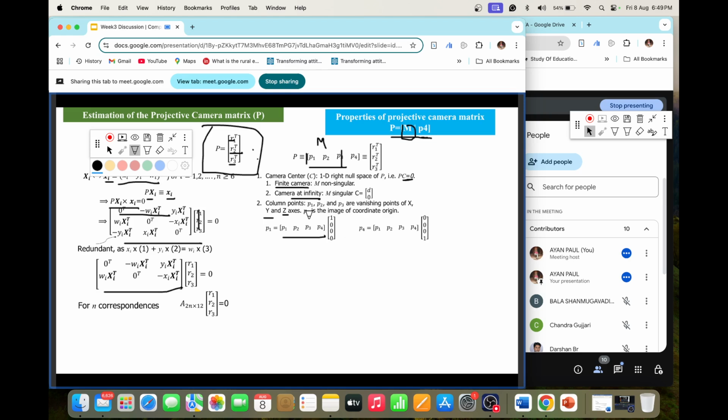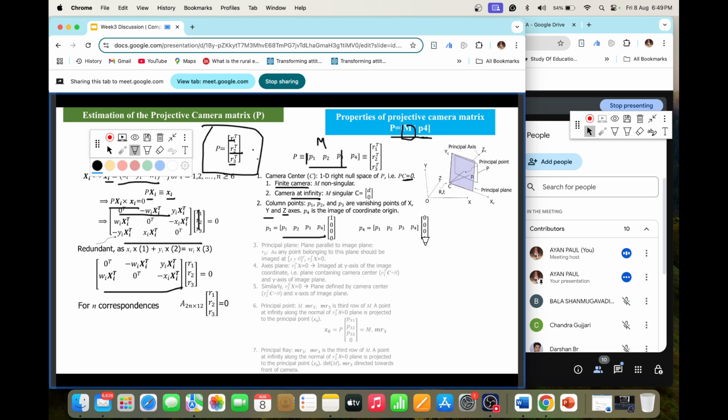Now what if I multiply P, that is the projection matrix, into 0 0 0 1? In that case, what will I be getting? I will be getting the image of the coordinate origin. I can get the image of the coordinate origin because 0 0 0 is nothing but our coordinate origin, and 1 is nothing but the scaling factor. So to find the image of 0 0 0, I just need to multiply by 0 0 0 1, and that will be nothing but p4.